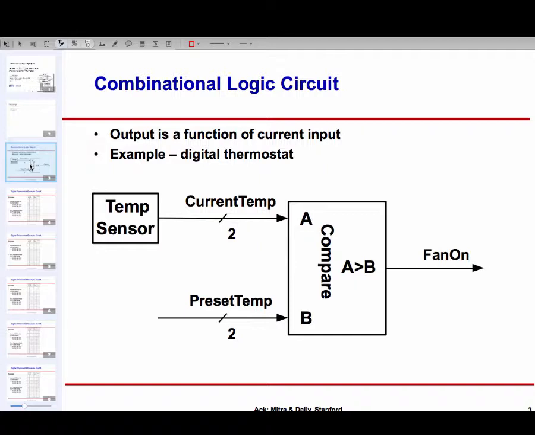And if the current temperature falls below the preset temperature, then A greater than B would be false, and very commonly false values are represented using 0 and true values using 1. So fan on would be 0, or logic 0, or false, or off. So the fan would be turned off. So this is an example where the fan is being turned on and off depending entirely on what the current temperature is and how it compares with whatever the user preset using some sort of a keyboard or something like that. So this box, a comparison function, is an example of a combinational function, which is a memoryless function.